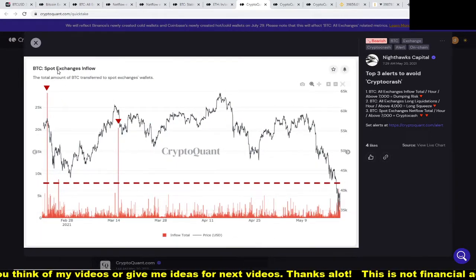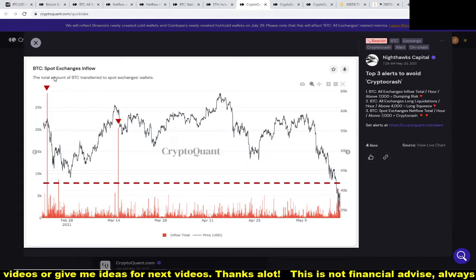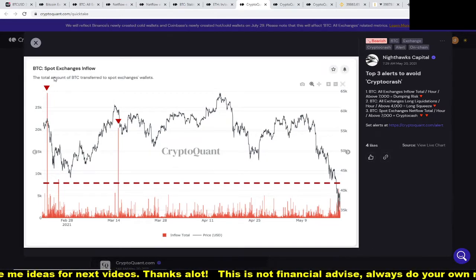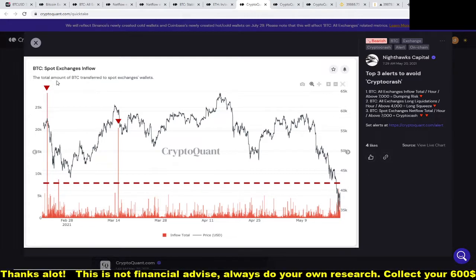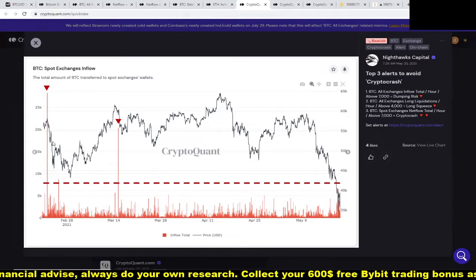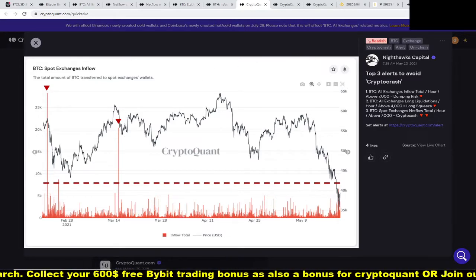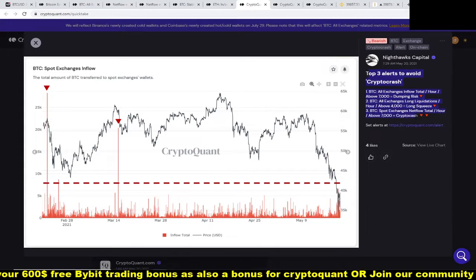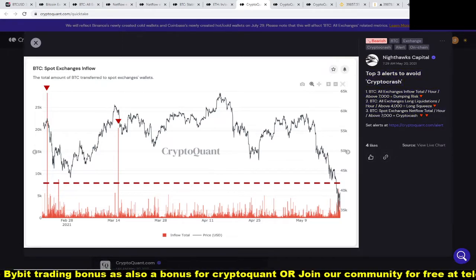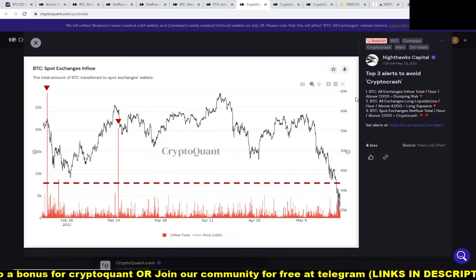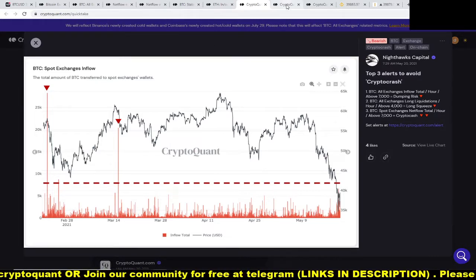The next one, spot exchanges inflow. So you can trade on spot accounts and you can trade on leverage. And this is the spot exchange inflow. So that put Bitcoin onto exchanges. Look what the price did. Here another spike. Look what the price did. And here you can see all these alerts. So pause this video, take note of this, take a picture or a screenshot of this, and take it to the next tab. Okay.